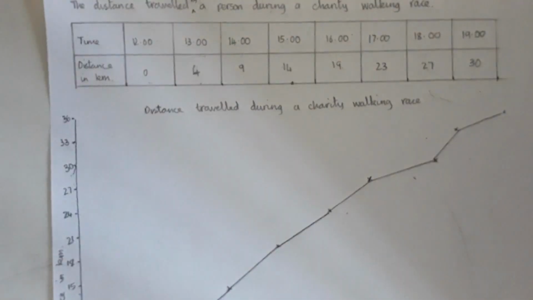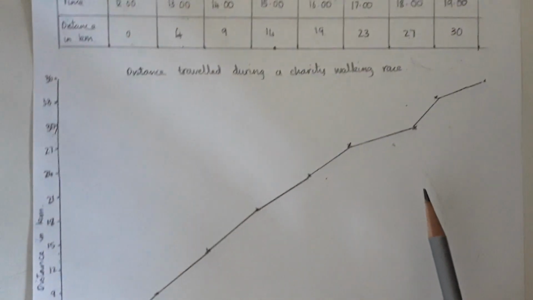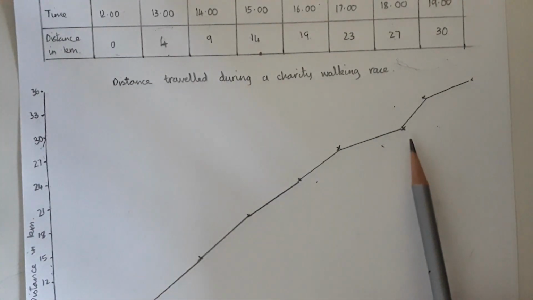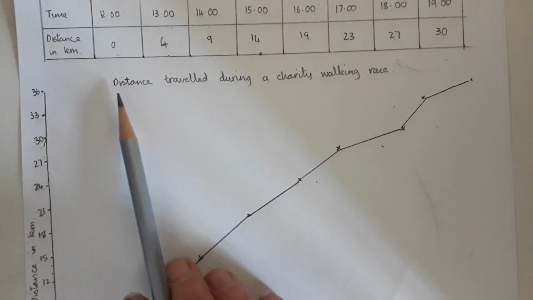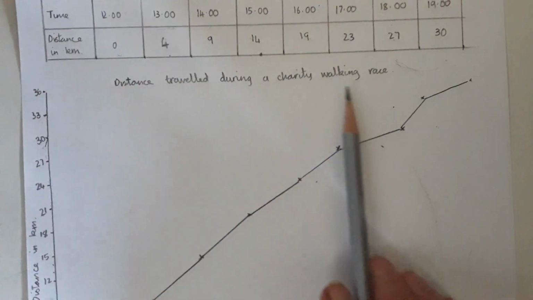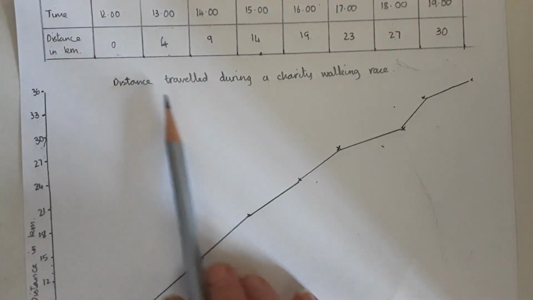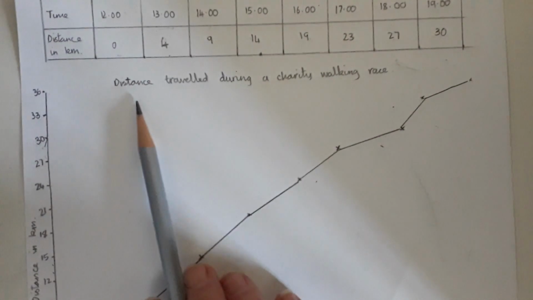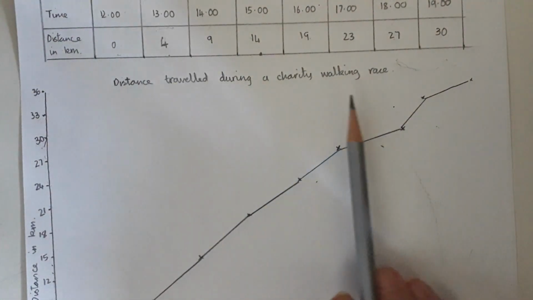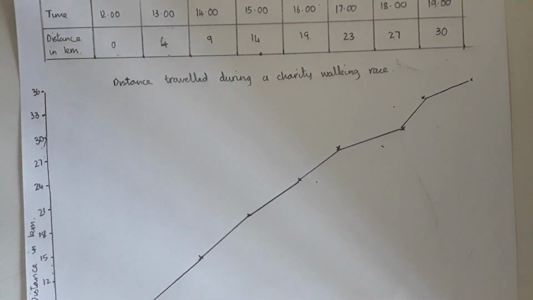Okay, so last thing, really, hopefully your graph looks something like this, but it's so hard to do without having a grid on the paper of any description. Give your graph a main title. So what you need to think is, what does your graph show? And this graph shows the distance travelled during a charity walking race. Okay, so this is going to be the first video because we're running out of time now, and then we'll have a look at a couple of the questions on the sheet.